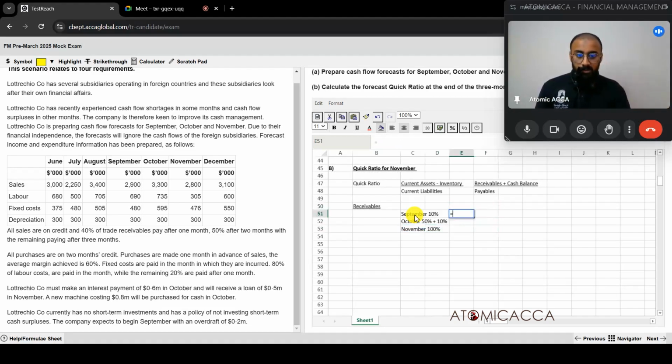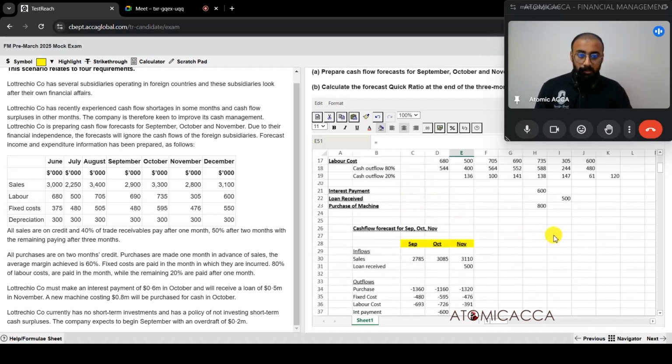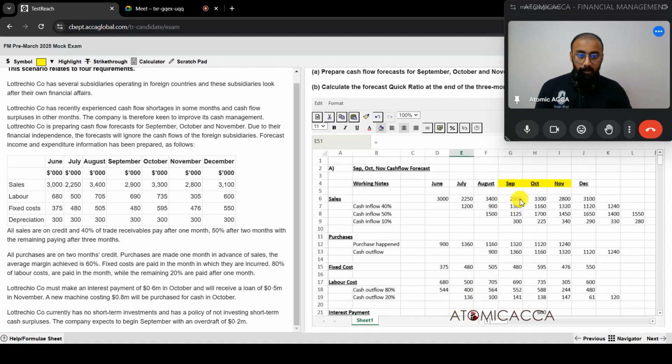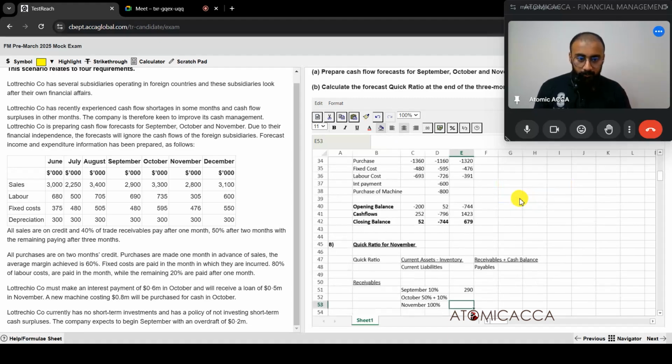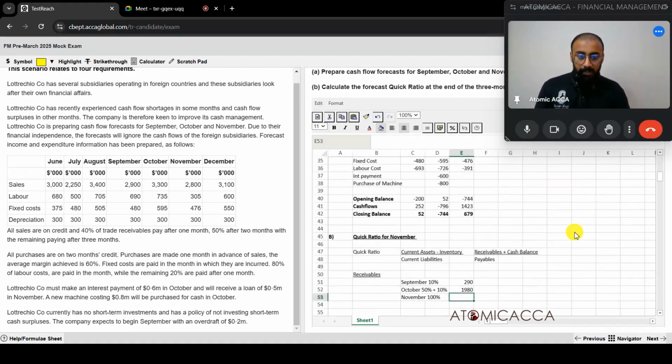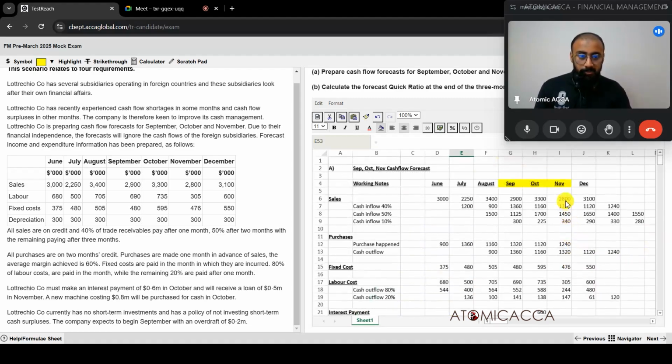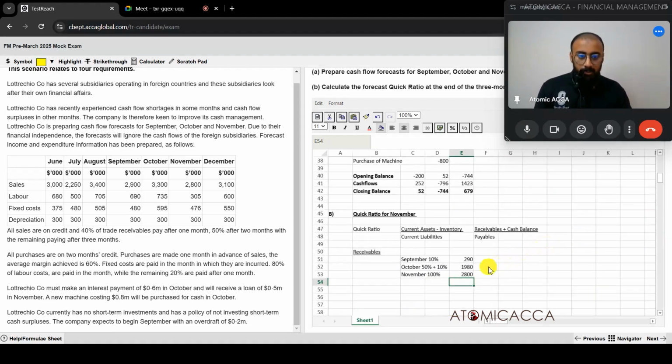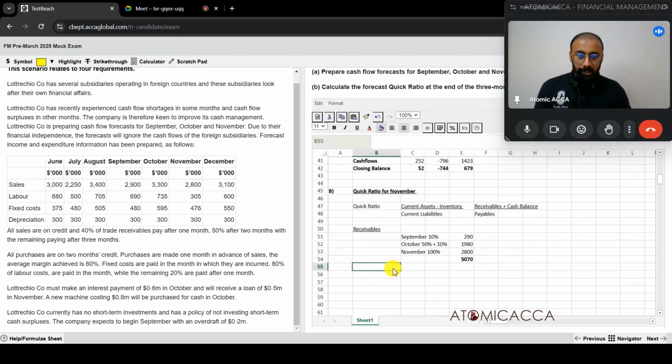So we can take the original amounts and multiply them. September, where is September? September total sales were equal to 2.9 million, and 10% of this is coming later on. Similarly, October total sales is 3.3 million, and out of this 60% is coming after November. Then for November, it is the 100% figure, that's the entire 2.8 million. So the total receivable will be equal to the sum of these numbers. So that is sorted.